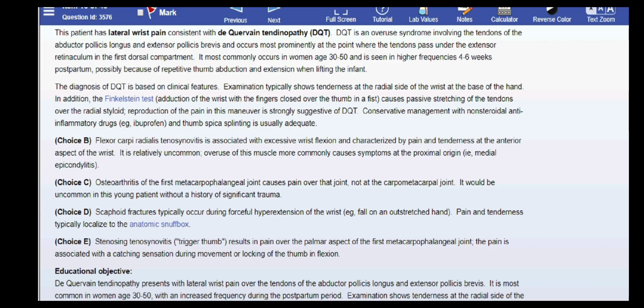Okay, so we have the lateral wrist pain. So this is de Quervain. The sign he gives me is the Finkelstein test. Okay, he puts the fist with the thumb below the other fingers, and we do this stretch test. This could cause the pain.